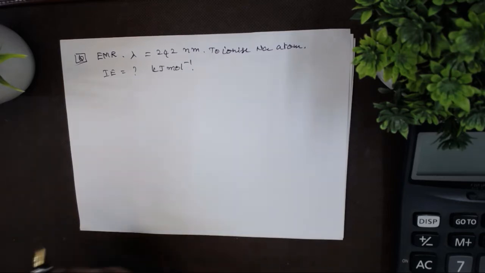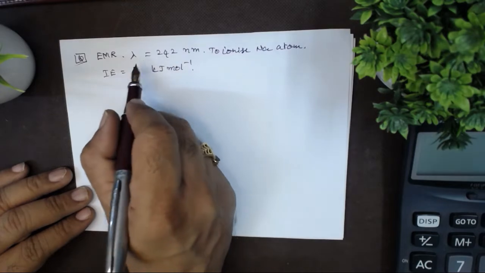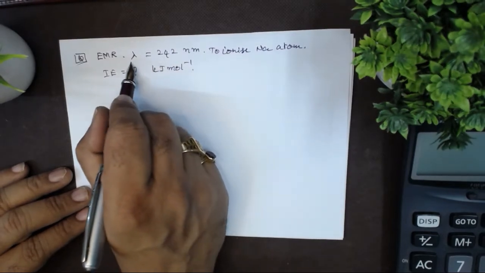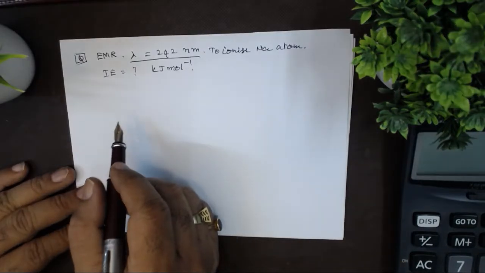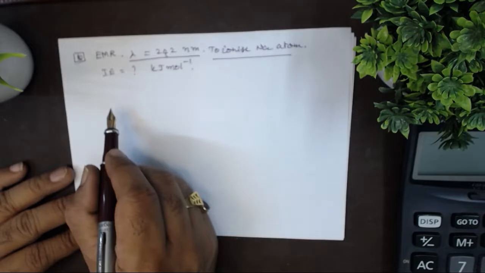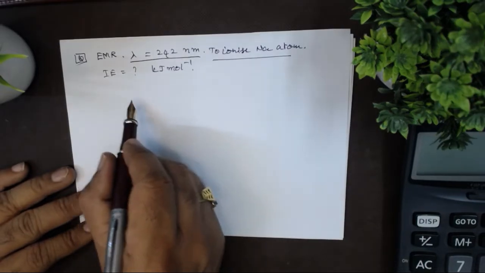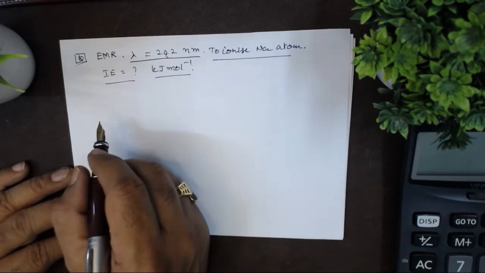Let us consider this sum based on electromagnetic radiation. Electromagnetic radiation of wavelength lambda is equal to 242 nanometer. It is just sufficient to ionize the sodium atom. What is the ionization energy in terms of kilojoule per mole?